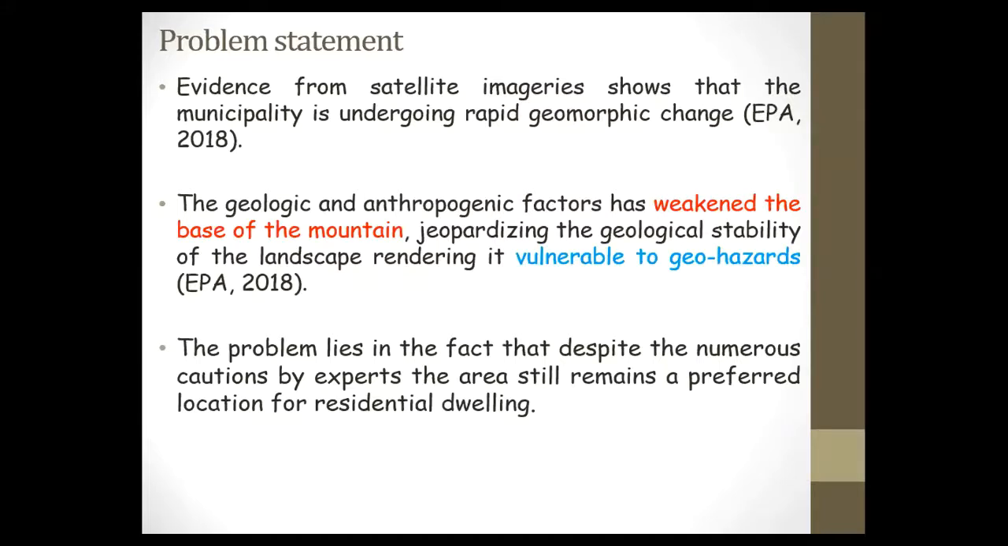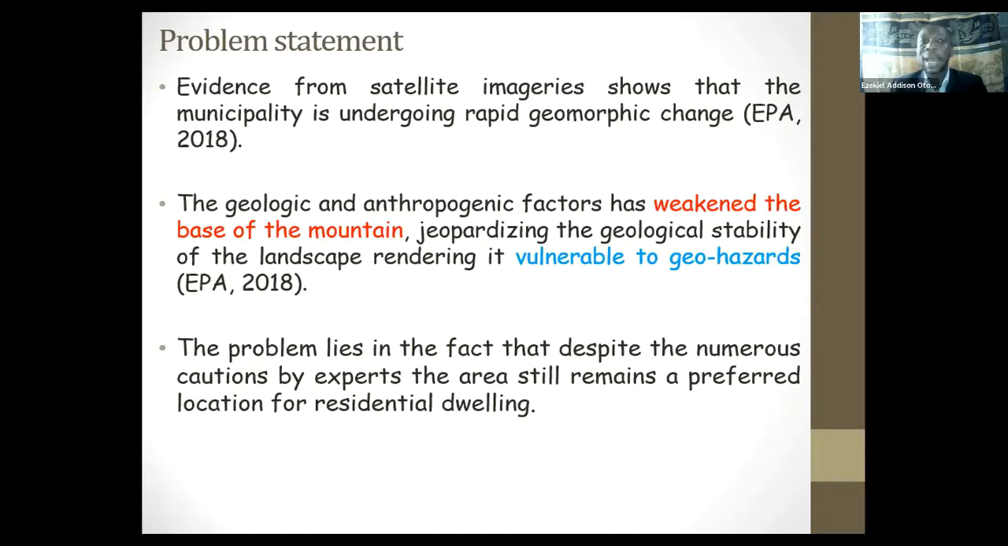The problem statement. The problem identified in this area was that evidence from satellite imagery proves that the municipality was undergoing massive geomorphic change. That's evidence from the Environmental Protection Agency in 2018. And the geologic and anthropogenic factors have weakened the base of the mountain, jeopardizing its geological stability and rendering the place vulnerable to geological hazards.